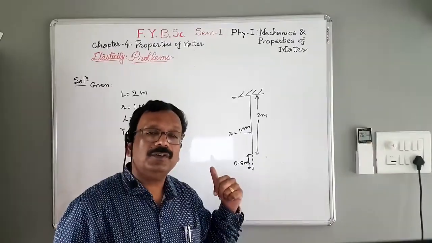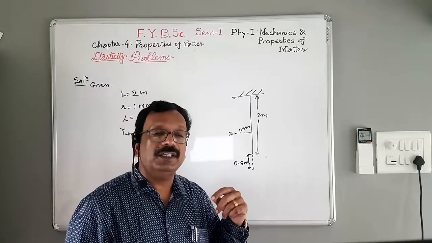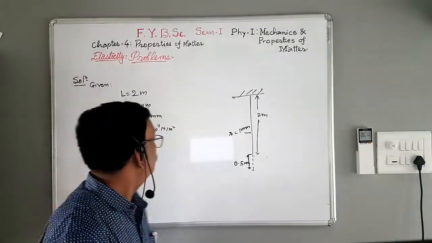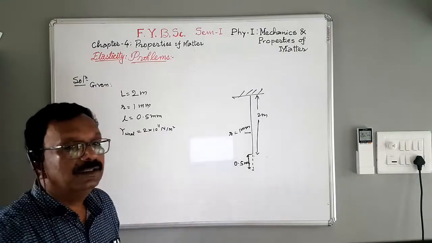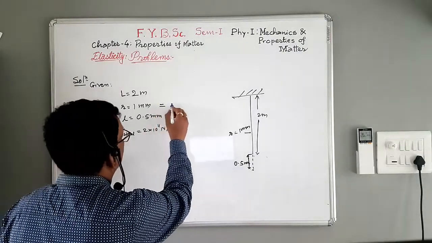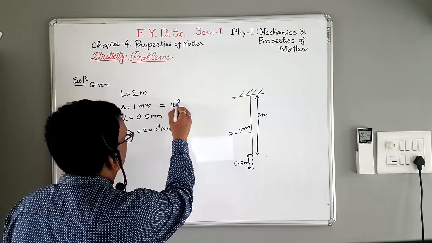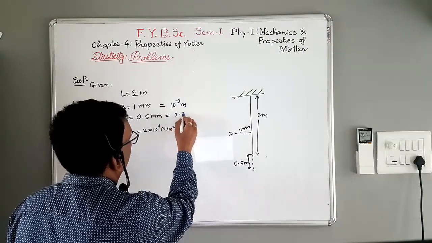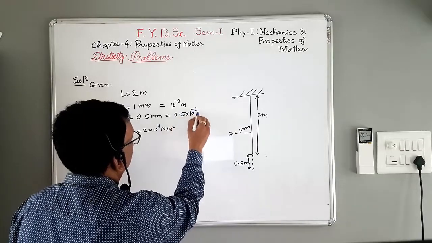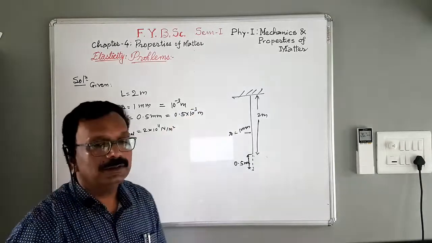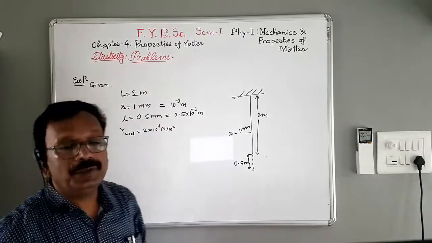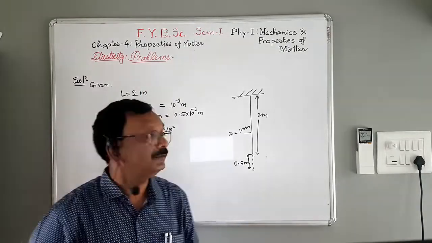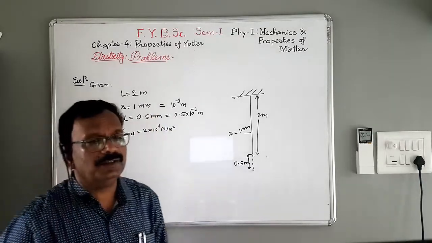Now, here we want to find out the work done, energy stored. Work done means energy stored per unit volume of the wire. Okay. So, this is the given. Again, convert some quantity. Suppose this is 10 raised to minus 3 meter. l is again 0.5 into 10 raised to minus 3 meter. Okay. Because unit should be uniform, either in SI or in CGS. Okay. These are the given quantities.